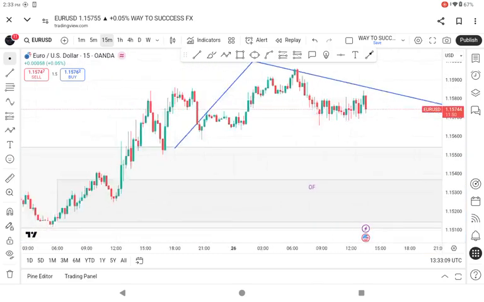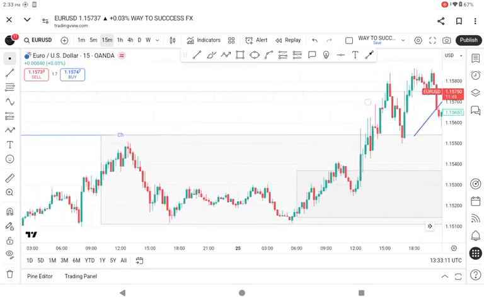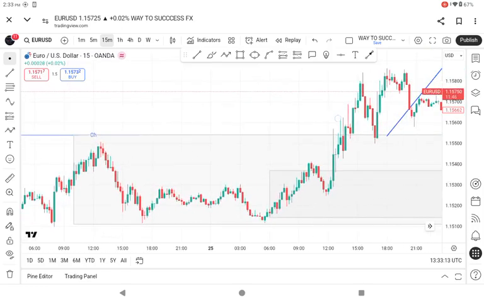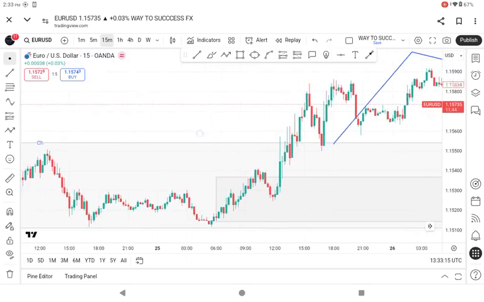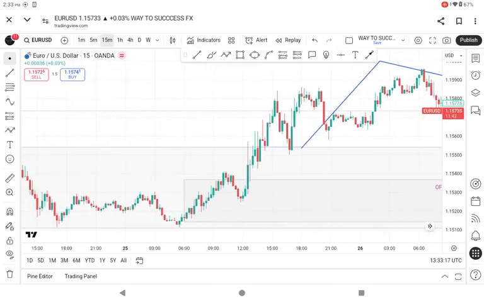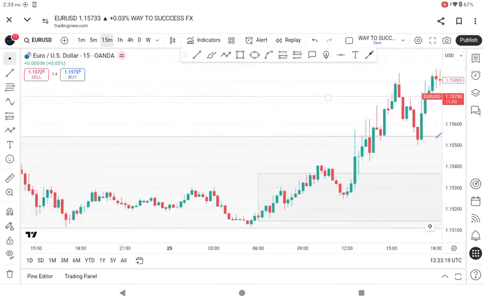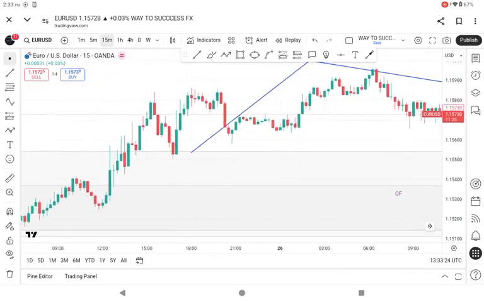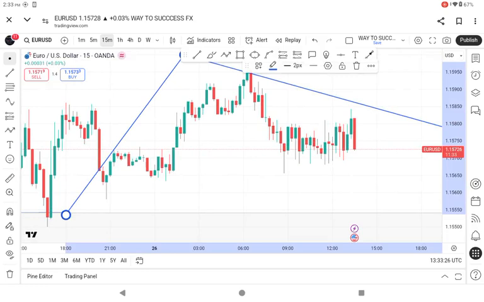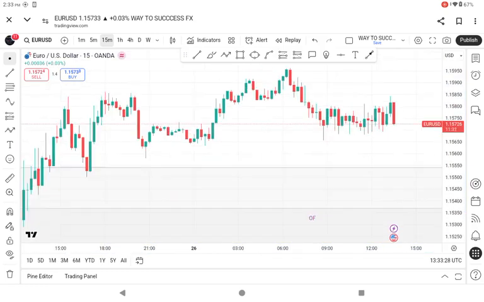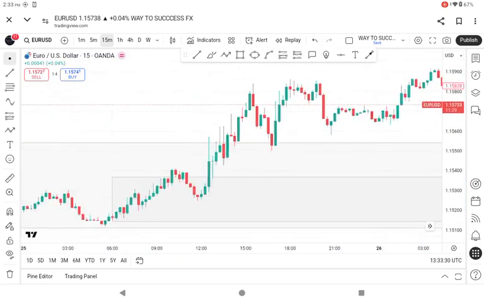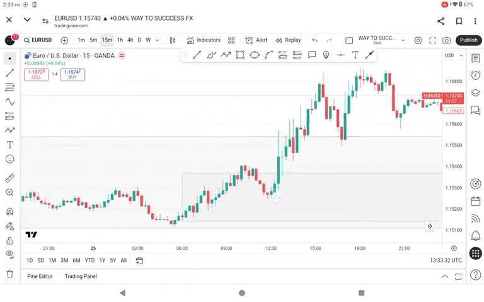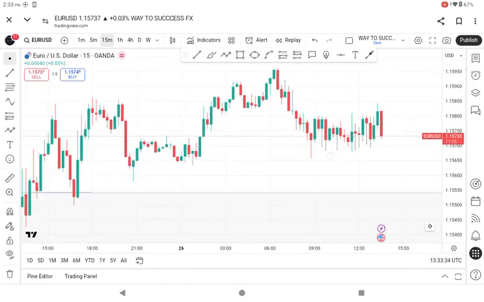So in 15 minutes, we have price pushing to the upside already. So price is pushing to the upside, and our last break of structure, I should remove this, our last break of structure happens at this level.